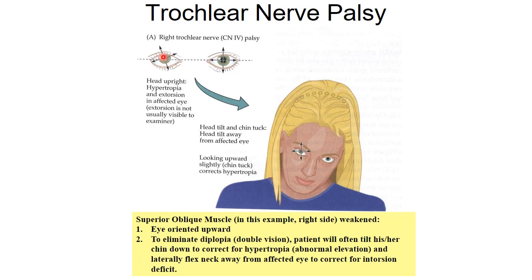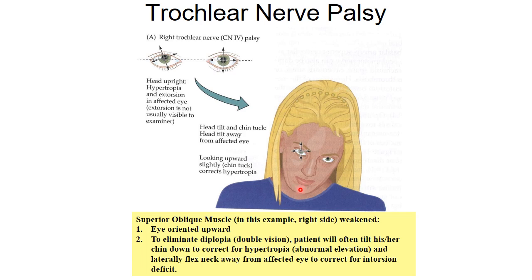The other thing we've lost is intorsion. Okay, the eyeball, the top of the eyeball, which will be right about here, cannot spin inward. And so what's going to happen is she's going to compensate with her head, both for the hypertropia and the lack of intorsion. And so what the patient will do very often is kind of point their chin inward.